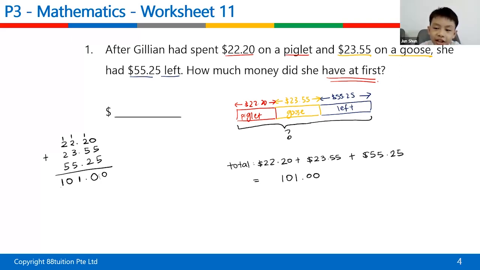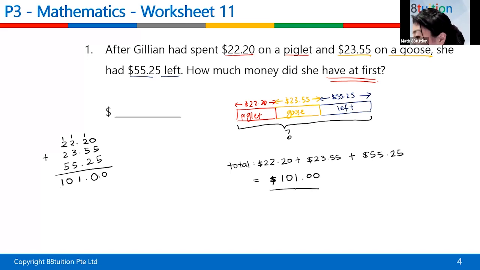Now put the dollar sign. Yes, so must remember to put your dollar sign. Very good. So this is the total amount of money that she has at first. Easy, right? Okay, so next question, I want you to try. We will draw the model together, okay? Then you will do the working a bit more independently.